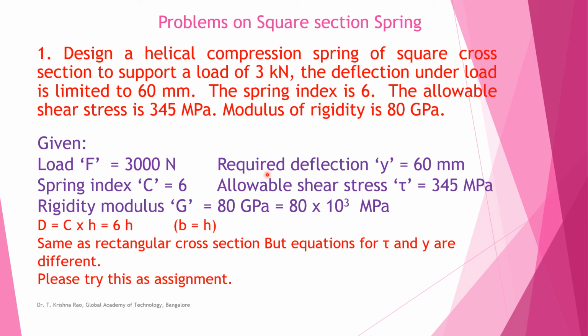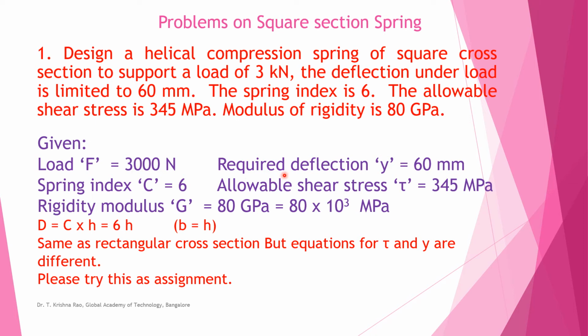Then I have taken one square cross section problem. Design a helical compression spring of square cross section to support a load of 3 kilonewtons. The deflection under load is limited to 60 mm. Spring index is 6. Allowable shear stress is 345 MPa. Modulus of rigidity is 80 GPa. So this is something like your first problem that we have done in the circular cross section. The only difference is the cross section is different here, square.